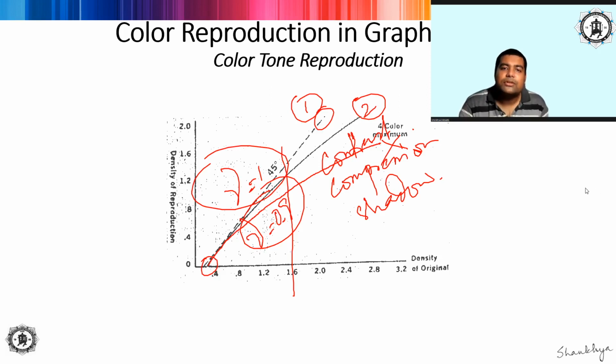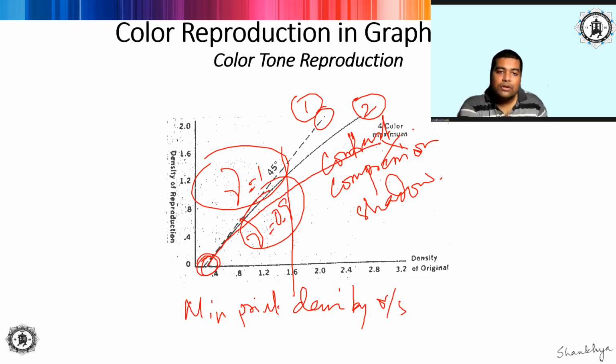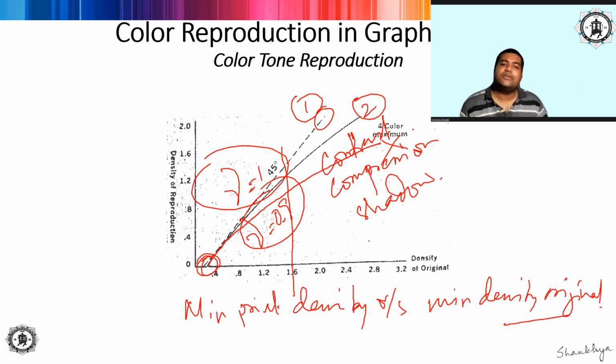Another important point that I would like to mention over here: here we start from a point which is basically considered to be the minimum print density, right? Minimum print density versus the minimum density that is present in your original, right? Here we are using transparency nonetheless, but this is what this point basically means.